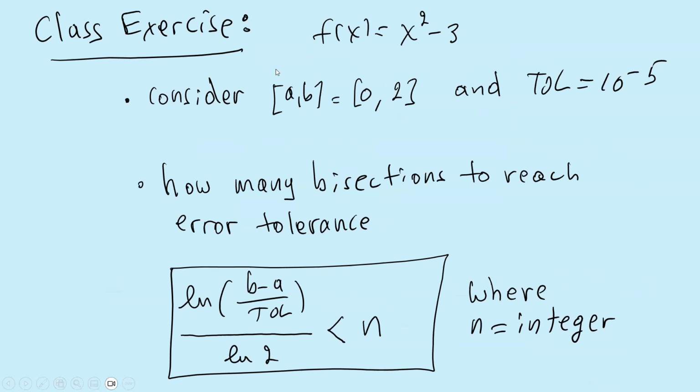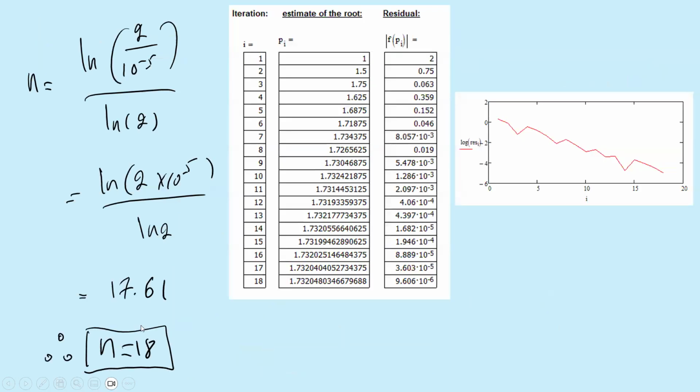Look at this example. We have this function and this interval is given. The tolerance for this problem is 10 to the minus 5. How many bisections are needed to reach the error tolerance? If we plug into these equations, the answer based on this interval and this tolerance will be 17.61, and again we have to round up. For this reason, the answer is 18.